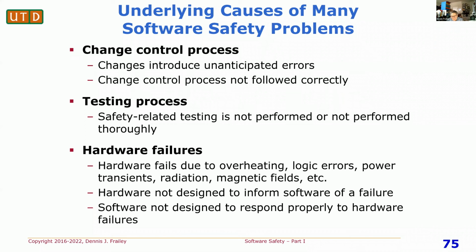Hardware failures. All kinds of things can happen to hardware, and the software may not be designed to appreciate that these hardware failures are happening. I mean, think about the human body. When you have a broken part of your body, it tells you by sending all those painful signals to your brain. In a hardware system, you want the hardware to tell the software. The software can be thought of as the brain. You want the hardware to tell the software, I've got a problem here. This part of me is overheating, or whatever it might be. And you can design things that way, but very often people don't.